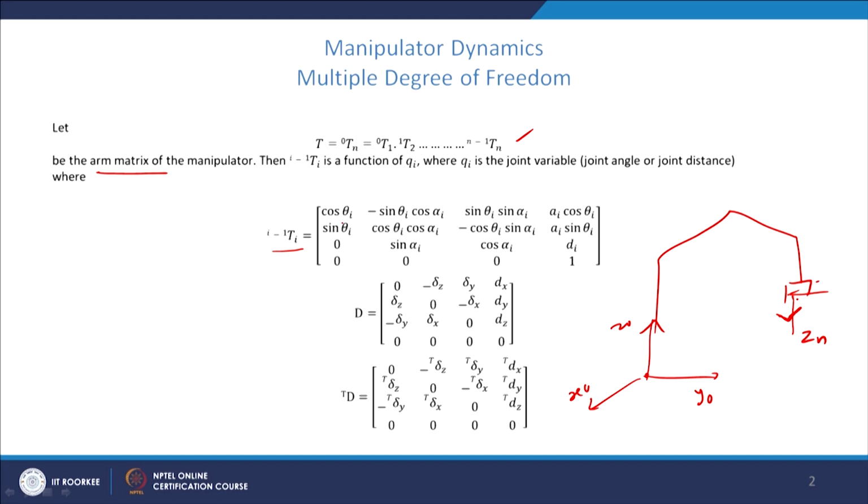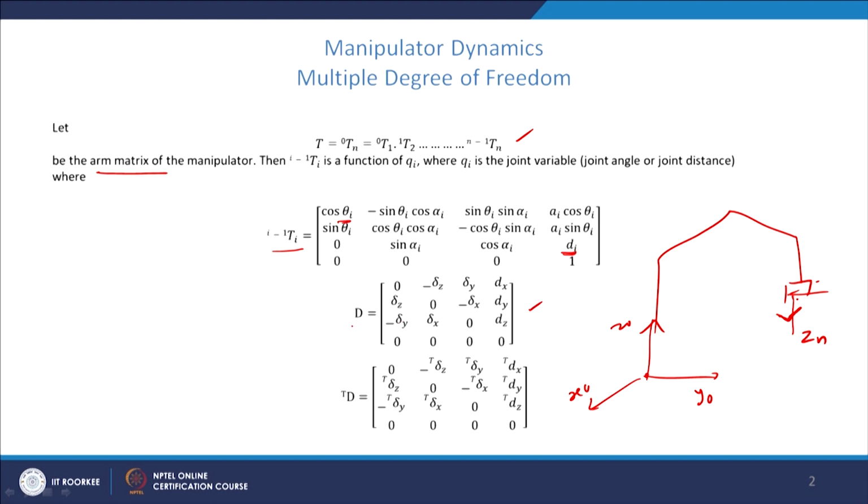If the ith joint is a revolute joint, then theta i represents the joint angle, it is a variable. In case the ith joint is a prismatic joint, then theta is a constant and di is a variable in that case.